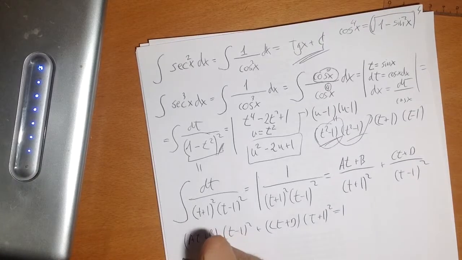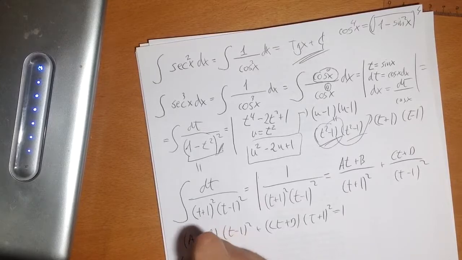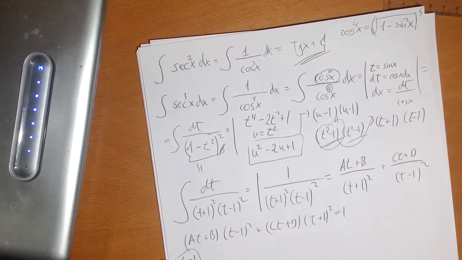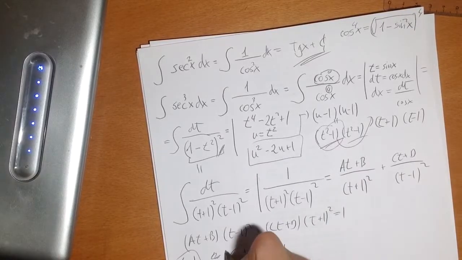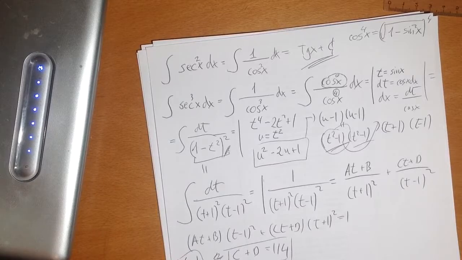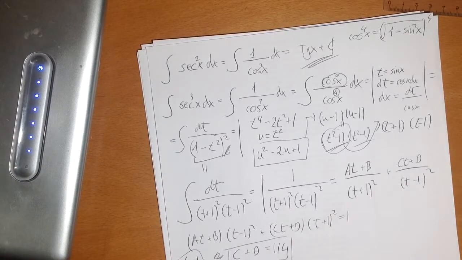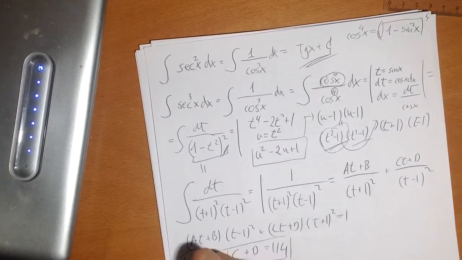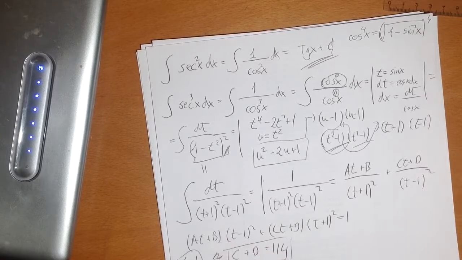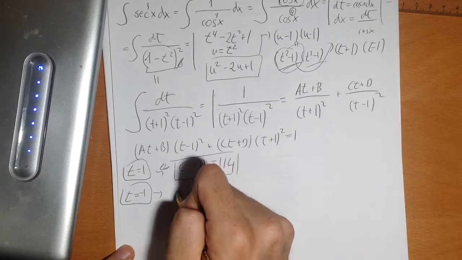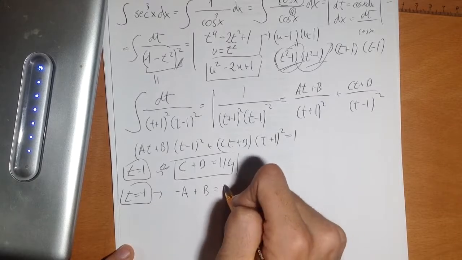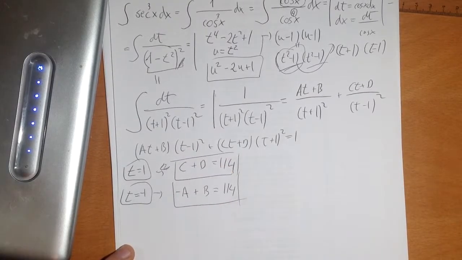Now we just have to compute values for t, for example 1, to make this disappear, and we have C plus D equals 1/4. Okay, we all agree. Yes, correct. And now t equals minus 1. We have minus A plus B equals 1/4. This is the second equation.